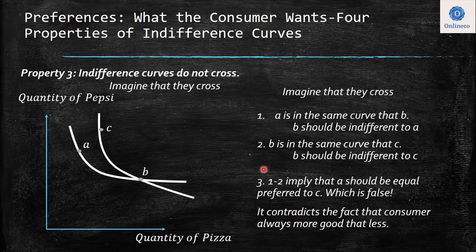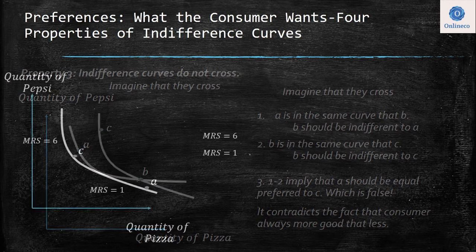This contrasts with the fact that the consumer always wants more goods than less. Obviously, because here you have more of these two goods, and you say that this is equal to A, it doesn't make much sense.